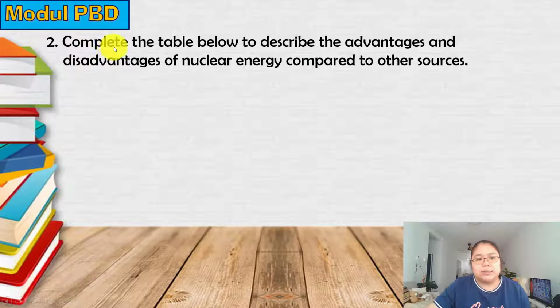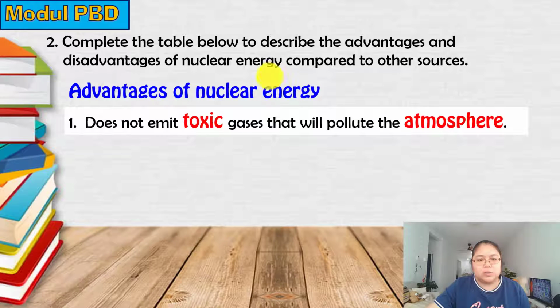Now we go to question 2. We need to compare the table below to describe the advantages and disadvantages of nuclear energy compared to other sources. This question is from your module. It is a fill in the blank. Let's see the first one, advantages. Does not emit toxic gases. Not the same as fossil fuels, which you need to burn, then they produce toxic gases and cause pollution. Nuclear energy doesn't have any toxic gases that will pollute the atmosphere. So this is one of the advantages of using nuclear energy.